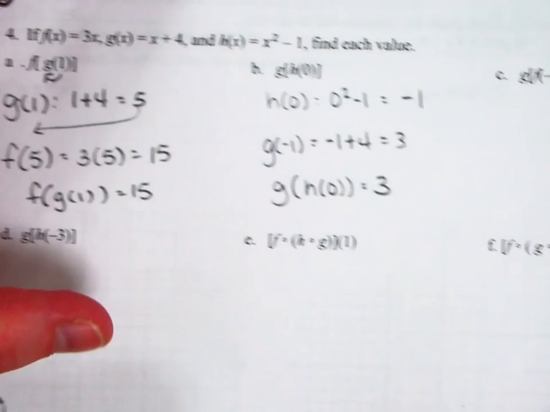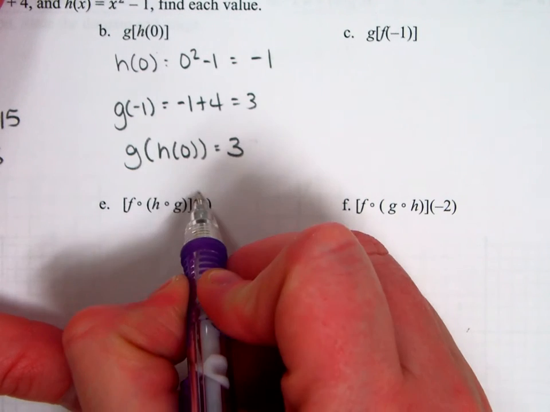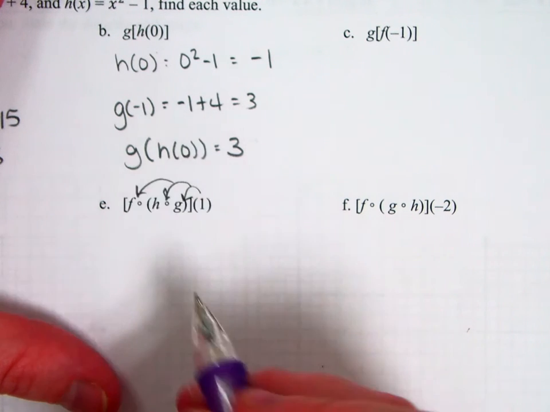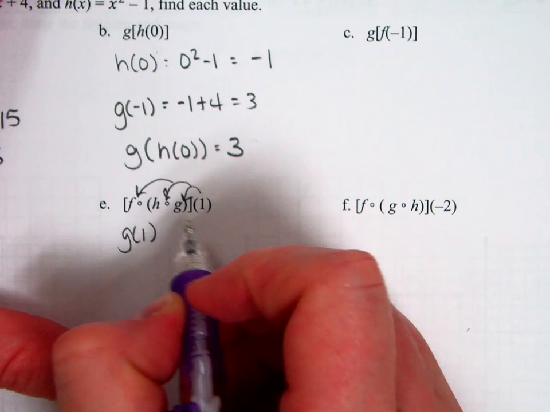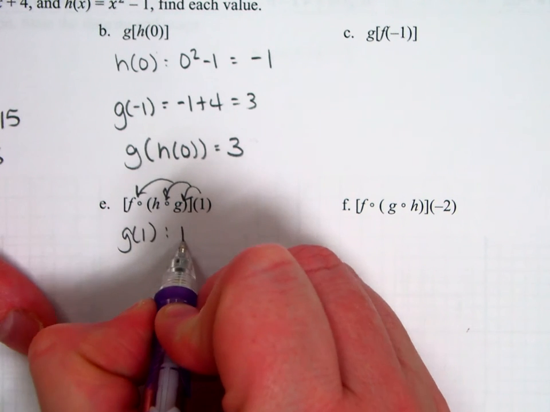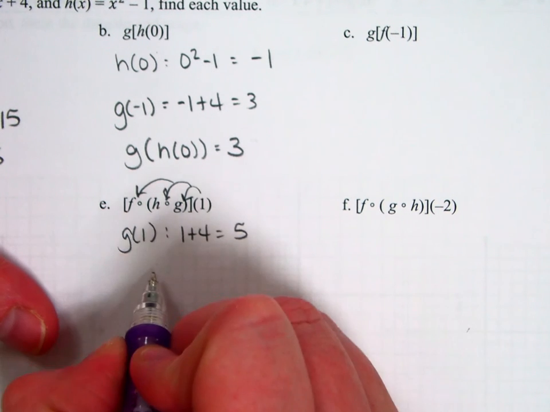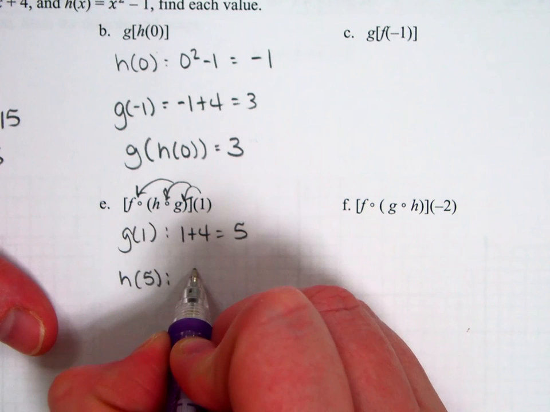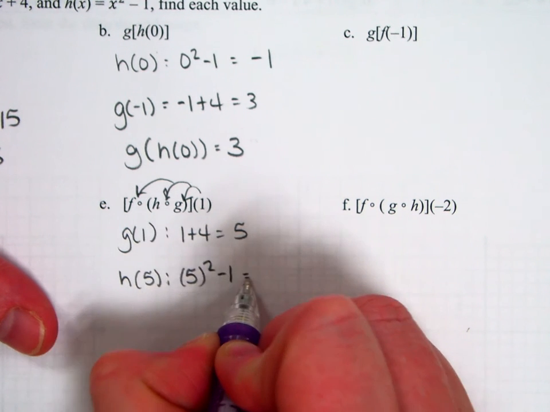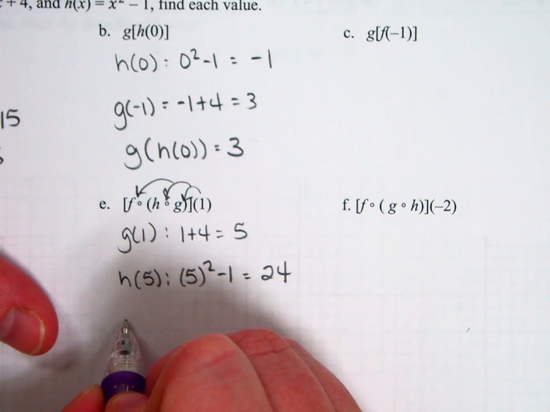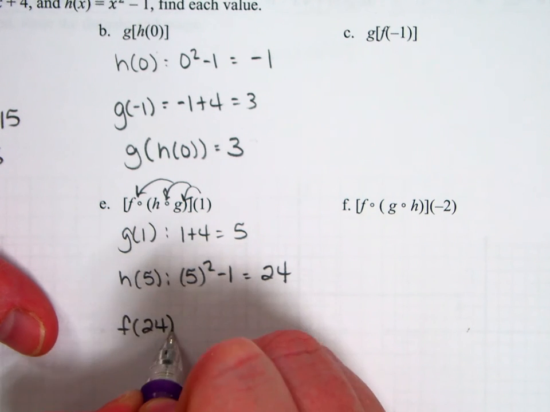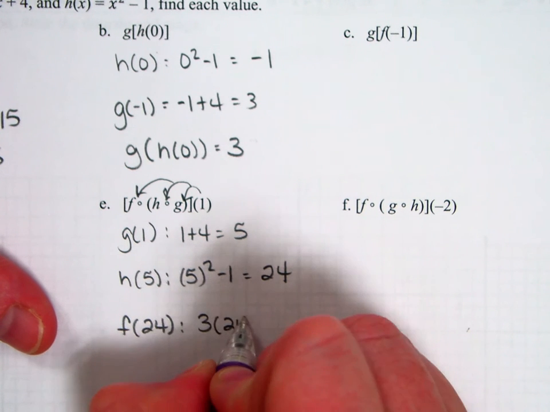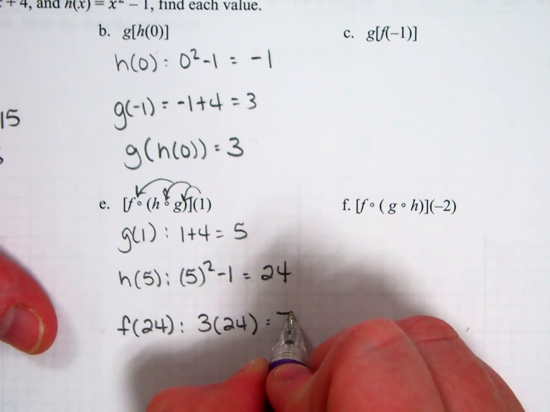Okay, jumping down to these harder ones, these are the composites. So you're going to take 1, plug it into g, you're going to plug it into h, and then you're going to plug it into f. So g of 1 gives you 1 plus 4, which equals 5. H of 5 gives you 5 squared minus 1, which gives you 24. And then f of 24 gives you 3 times 24, which equals 72.